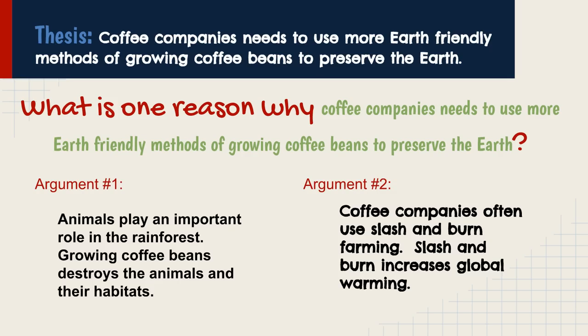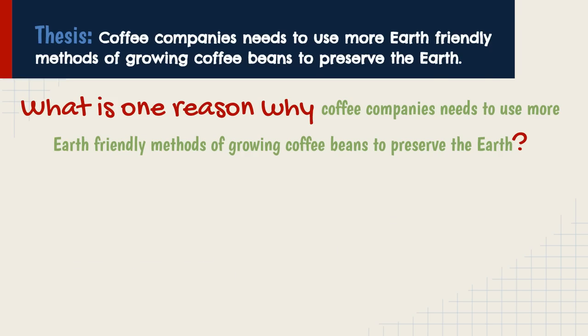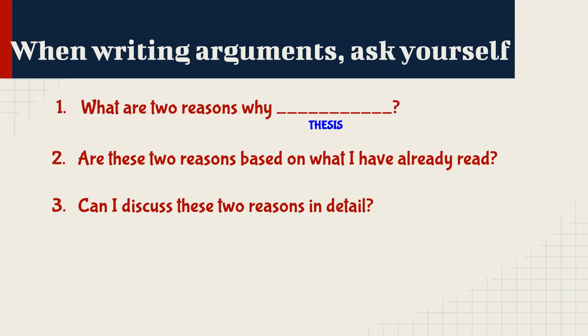So that's basically the whole explanation of writing arguments. Just to go back and to have you guys remember that when you are writing arguments, you really need to ask yourself these three questions. The first most important question is, what are two reasons why? And you fill in that blank with your thesis statement. And then you got to ask yourself, are these two reasons based on what I've already read? If you read it in a caption of a picture, and that's the only place you've read it, it's probably not a really good idea to put down as an argument.